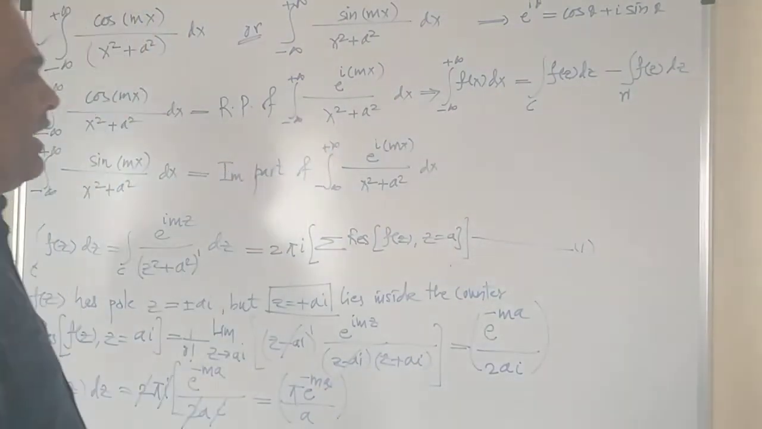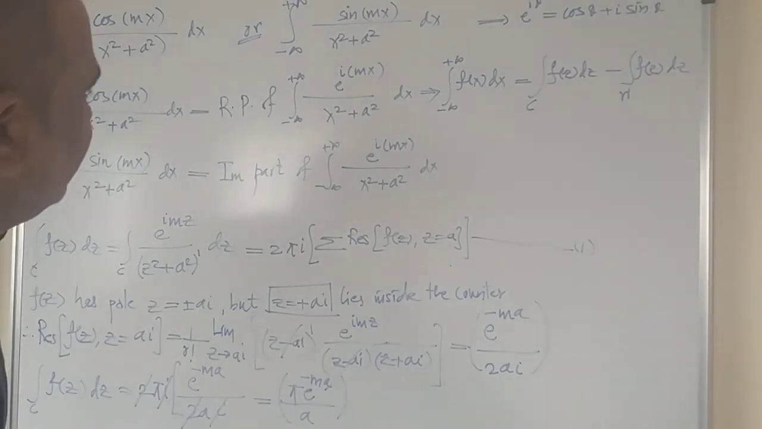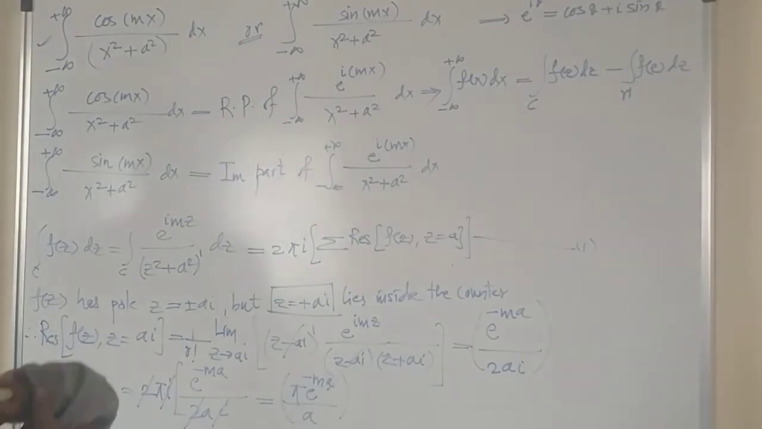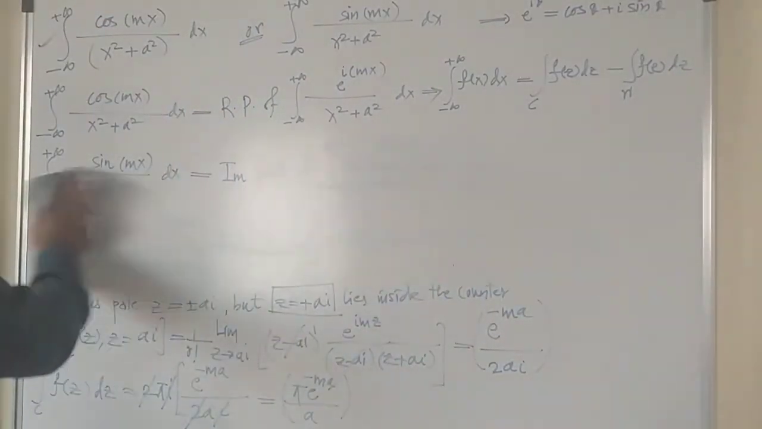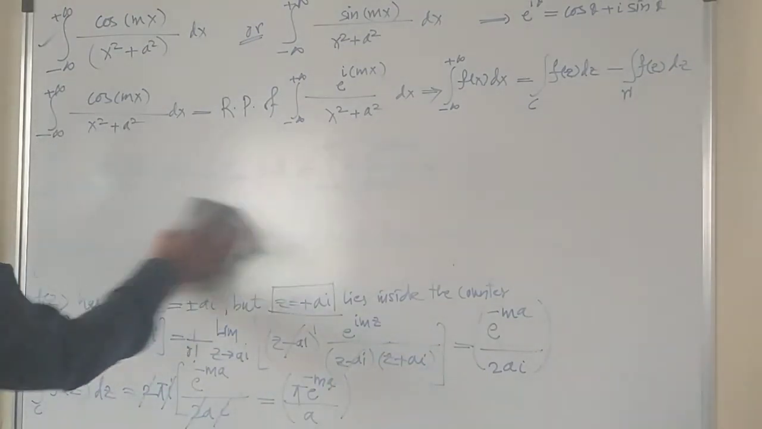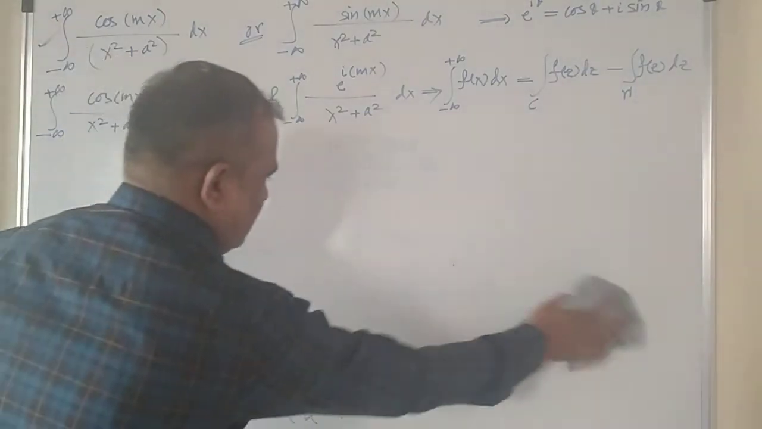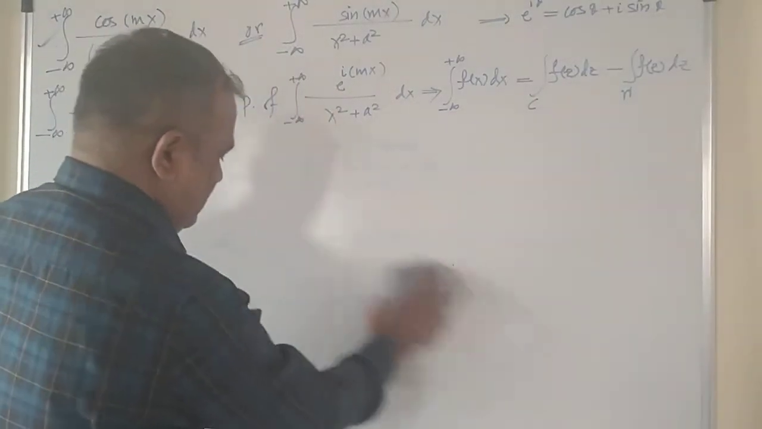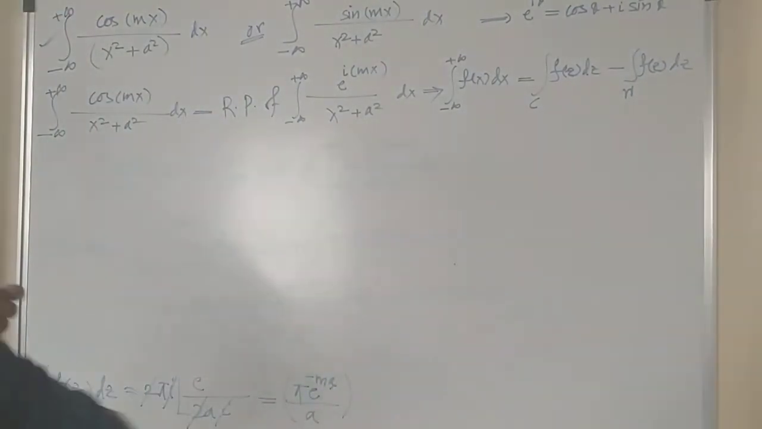This is the solution of the first integral. Now let us solve the second, and the second integral is solved by using the Jordan lemma. To solve this, I don't have space here, so let me form this. I will only keep this solution of the first integral.